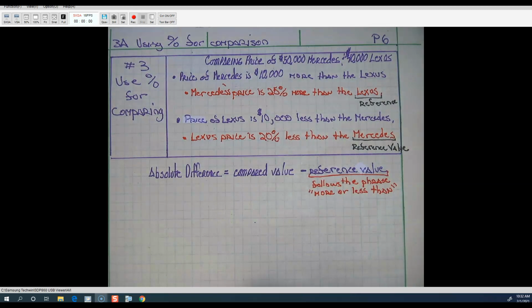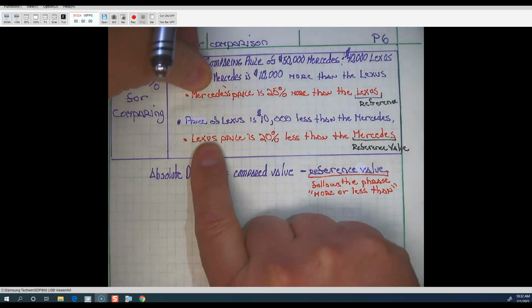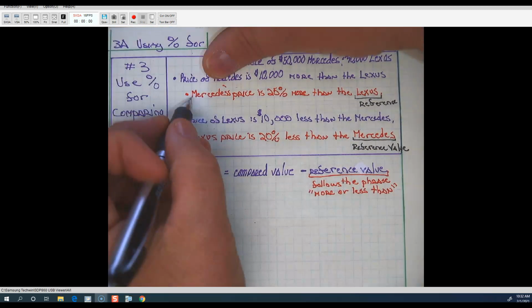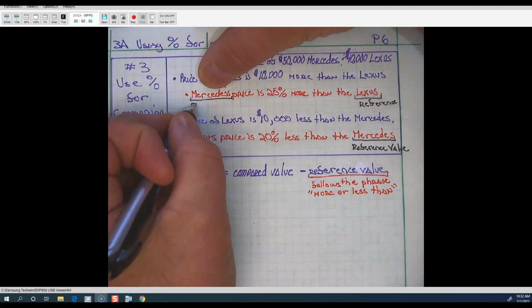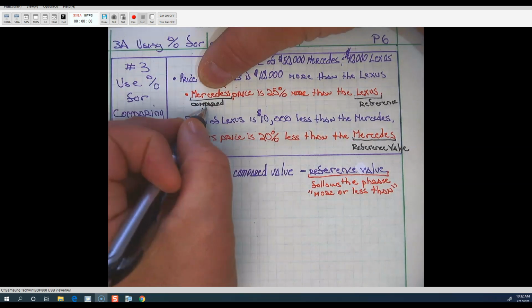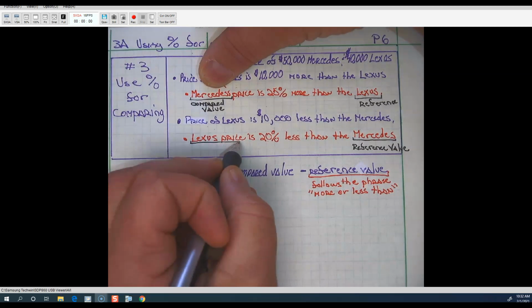Last week, when we were doing change, we called that the new value, or the starting value, I'm sorry. Okay, so the compared value is the other term. So we're comparing the Mercedes to the Lexus. So the Mercedes in this phrase is the compared value. And in this phrase, the Lexus is the compared value.